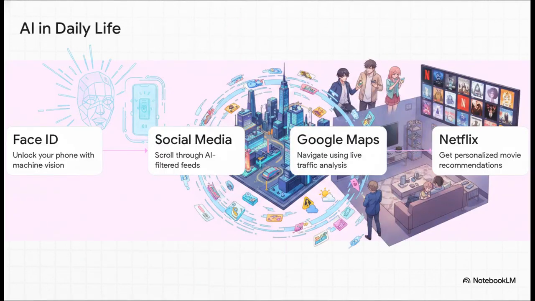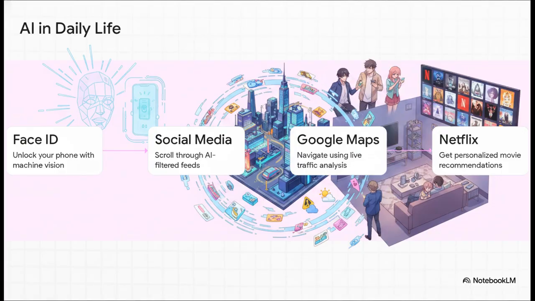Think about it. Before you even logged onto your computer for work today, you probably unlocked your phone with Face ID, right? Well, that relies on machine vision and learning algorithms just to verify your face. And then you probably scroll through social media, where AI is constantly filtering content and customizing your feed based entirely on your unique history. Maybe you used Google Maps to commute, relying on AI to crunch live traffic and weather data in real time. And hey, later tonight you'll probably relax with Netflix, where AI actually drives about 80% of what we end up watching through those highly personalized recommendations.